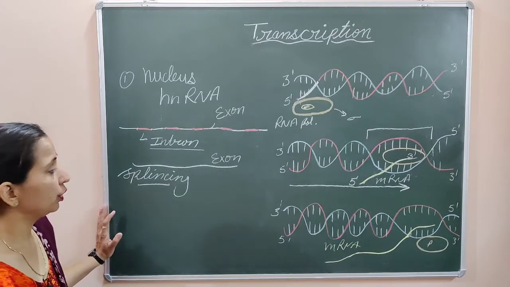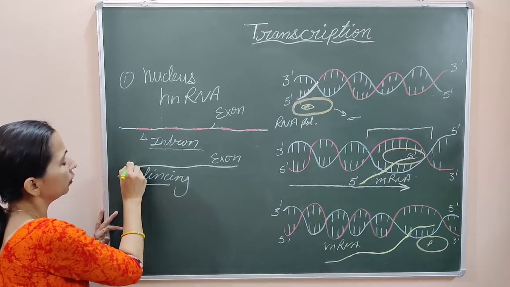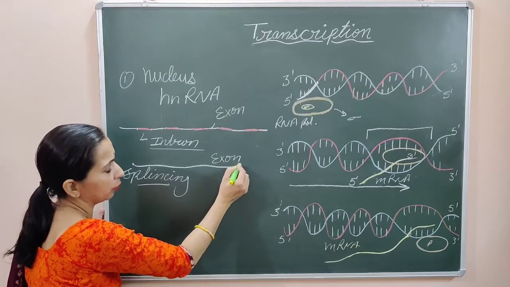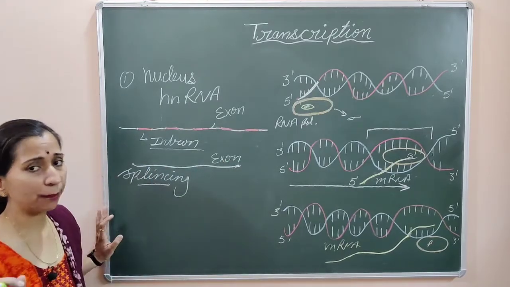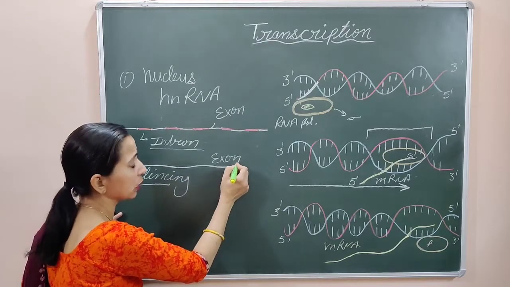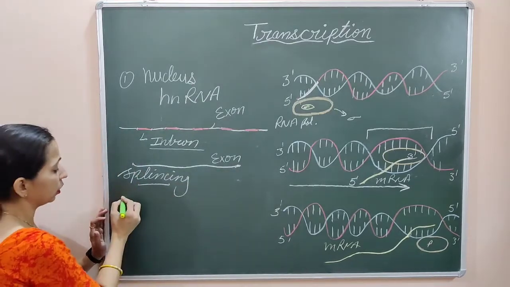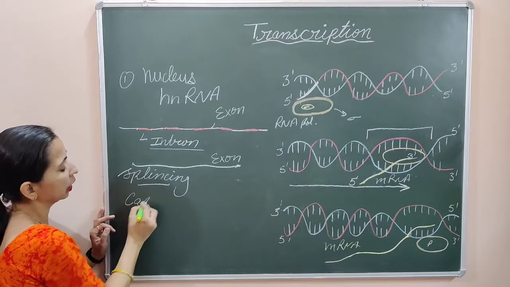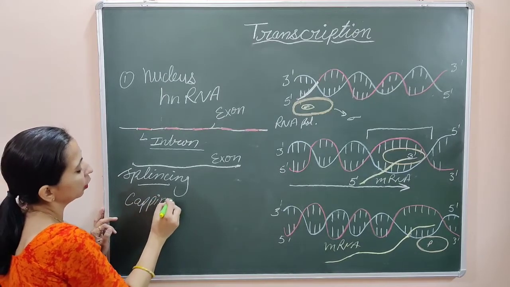सेकेंड थिंग जो होती है यहाँ पे, ये जो HnRNA बना है it is not yet mature. अभी तक मेच्योर नहीं होगा, अभी तक ये mRNA नहीं कहला रहा. अभी कुछ और चीजें भी हैं जो इनके साथ ऐड होनी हैं. Another thing that will happen here is the capping. It needs to be capped.